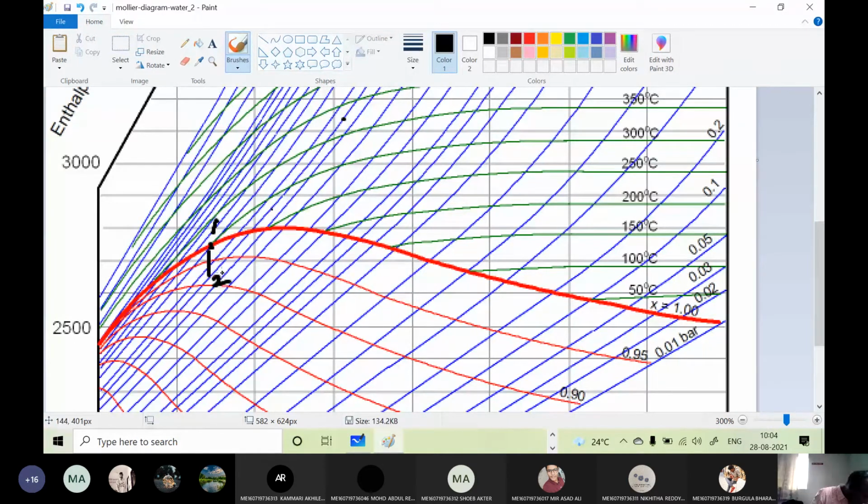Very, very important, and very easy if you use the Mollier diagram to solve this problem. Identification of point 1 and point 2. Do you have any doubt? Please ask me.